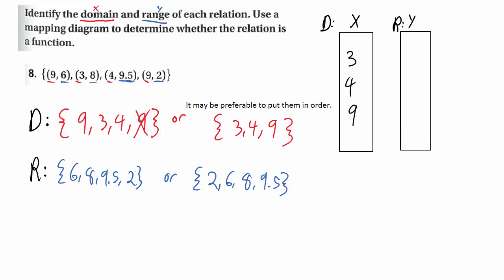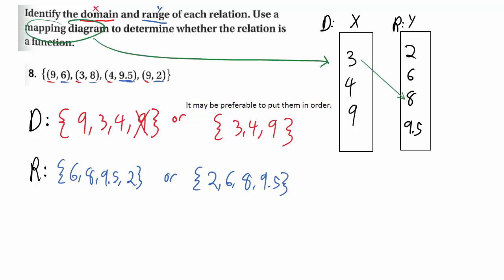But when I go to do a mapping diagram of this, I notice that the -3 maps to 8. The +3 maps to 8. I notice that the 4 maps to 9.5. And here's where I'm going to get an issue. The 9 maps to 6, but it also maps to 2.